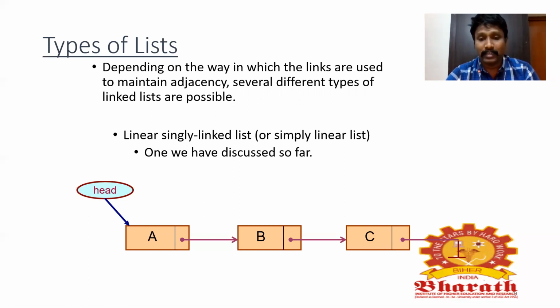Very simple. There is only one way of traversal. Linking is done on only one side. Only one pointer is used in all the nodes. There is a head and there is a null pointer. This is the singly linked list.